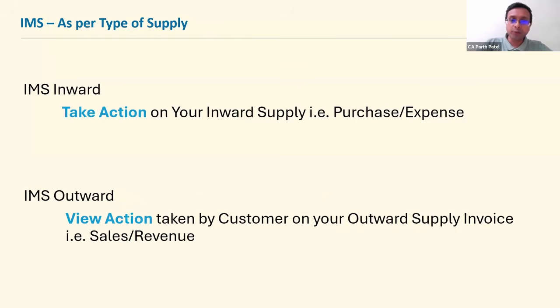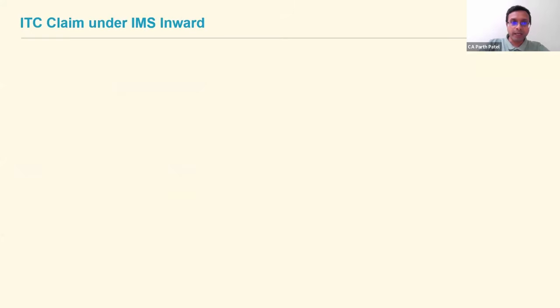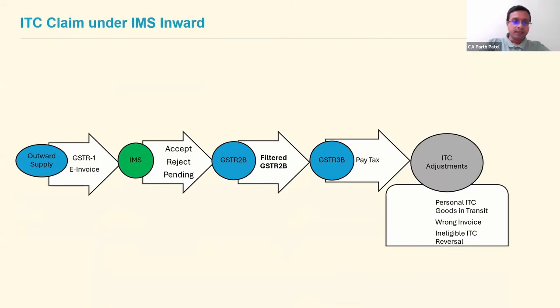Now, why should we be doing this? Why should a business be doing this, right? So let's understand what IMS does when we use it for claiming ITC. How will the ITC claim process be with respect to IMS inward if a business is using IMS inward, right? So GSTR1 and invoicing, the data gets transmitted to GSTR2B in the normal circumstances, right? But in this case, since October 2024, all the data of outward supplies now gets automatically transmitted to IMS.